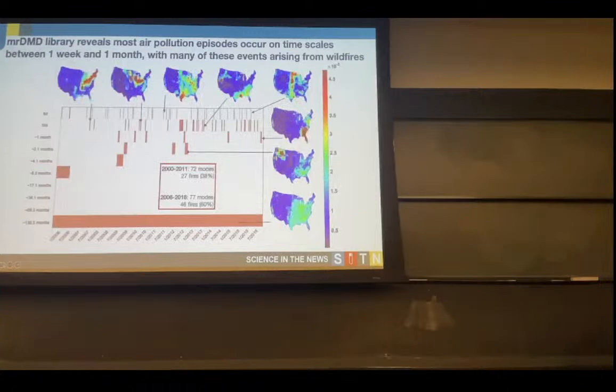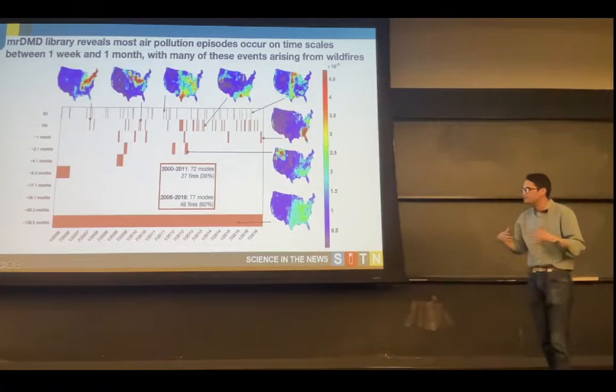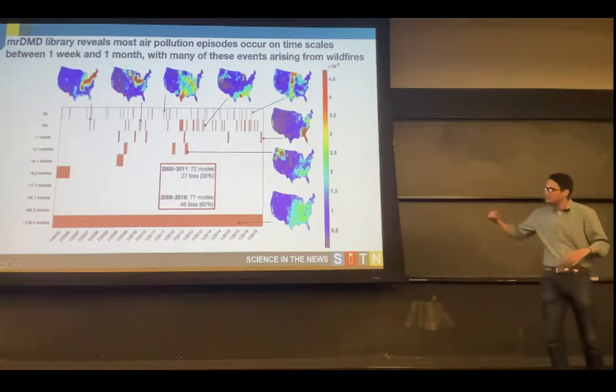So what I showed you was the first half, and we see that for the first 11 years, an annoying limitation of this, we had 72 pollution events that were significant, 27 of them were fires. In the later 11 years, we had 77 significant events, and over half of them are fires. So even within this singular data set, we see the growing importance of fires.